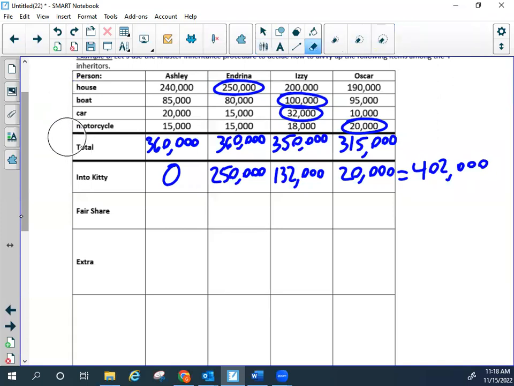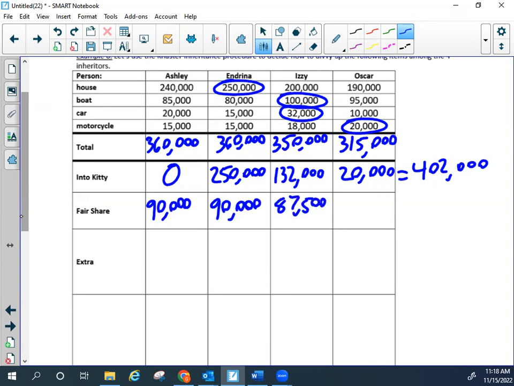Remember, it's always the number of people. So 4 people means I'll do 1/4. So 1/4 of 360,000 is 90,000. 1/4 of 360,000 is 90,000 again. 87,500 and 78,750. Remember, it's 1/4 of their total bid.